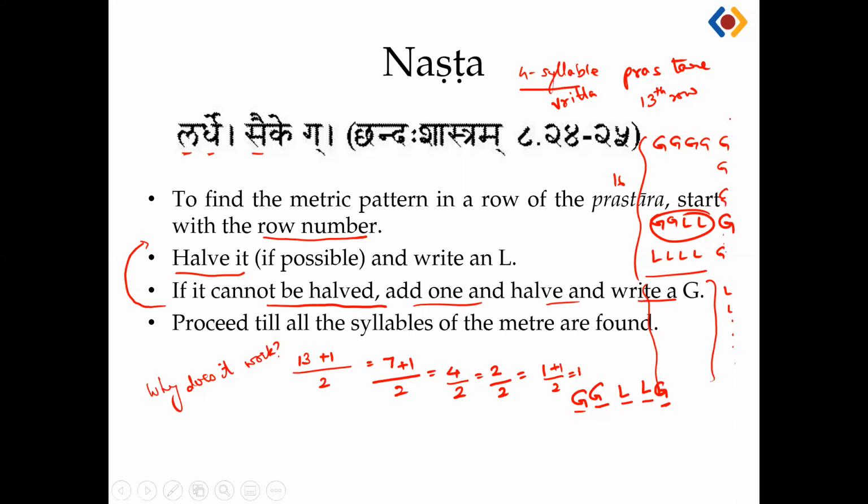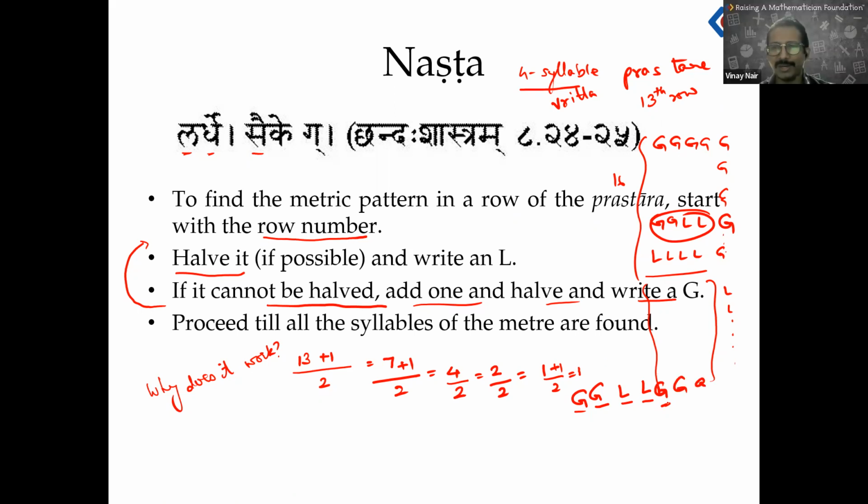So does it mean, for example, for a 6-syllable prastara, it would again be G G G, because we can't go anything after 1? The moment you reach 1, you can put all G's after that. It's as simple as that.